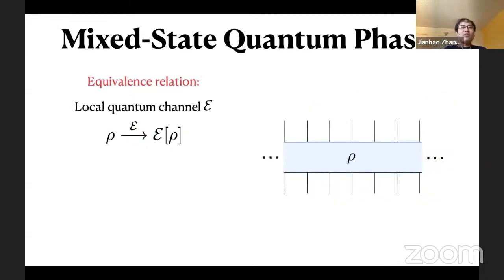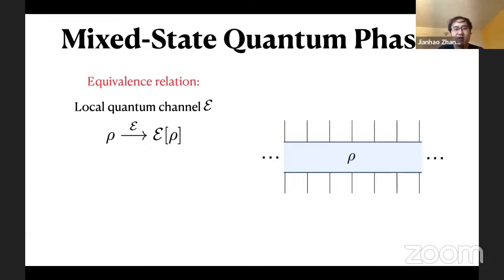Okay. Things become completely different for mixed states, in the sense that for mixed states, we can never describe the evolution of the quantum state by a unitary operator. As I said before, one of the key differences between open and closed quantum systems is the interaction between the system and the environment. So before we talk about the equivalence relation, we should define the dynamics in the open quantum system. The most generic way of describing the dynamics in an open quantum system is actually the local quantum channel rather than the unitary evolution. So we should first give the formal definition of the local quantum channel.